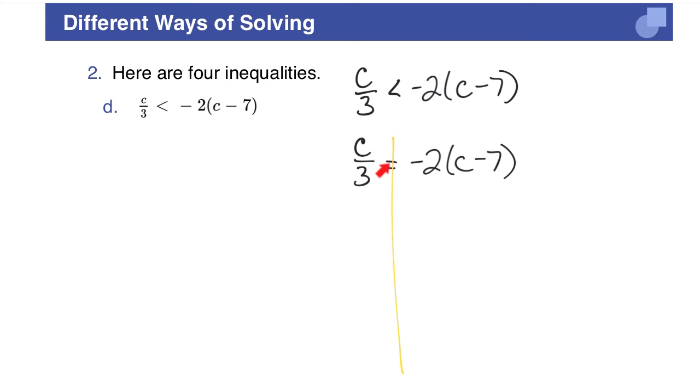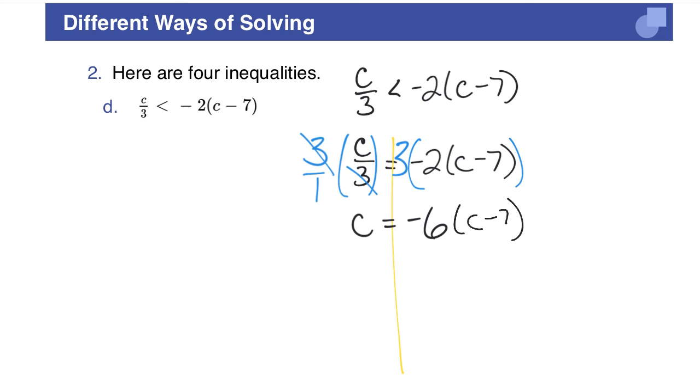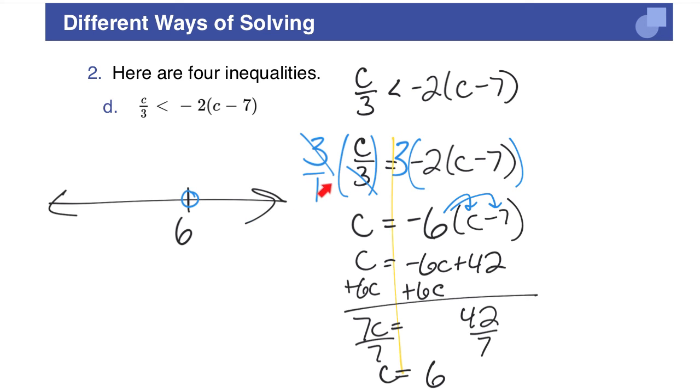Starting out solving this one as an equation, I have c divided by 3 on the left-hand side. To make this easier and to get rid of that 3 in the denominator, I'm going to multiply both sides by 3. And when I do that, 3 and 3 end up canceling out. Remember, this is like 3 over 1. And so now I just have c on the left equals, over here I'm going to have -6. That's that 3 times -2. And then times c minus 7. When I finish solving this, I end up getting c equals 6.